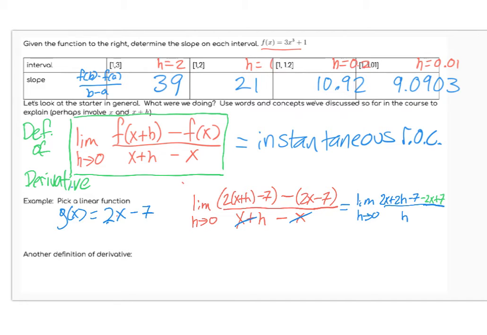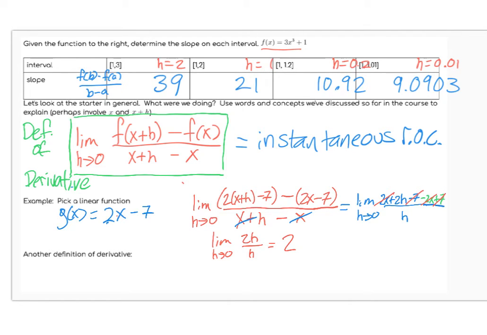Remember, this is a composition of functions. That's why we spent some time on that at the beginning of the school year, and that we have to plug that whole thing into whatever function we have. All right, I've got some more stuff I can reduce. 2x minus 2x, negative 7 plus 7, and I'm left with the limit as h approaches 0 of 2h over h, which you might recognize that we can cancel those h's out, leaving you with just 2.